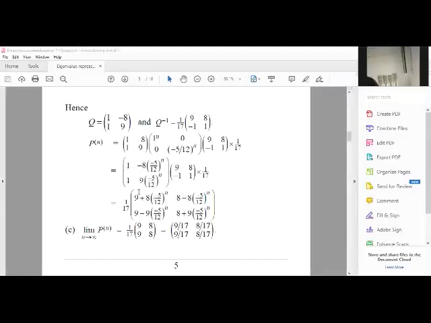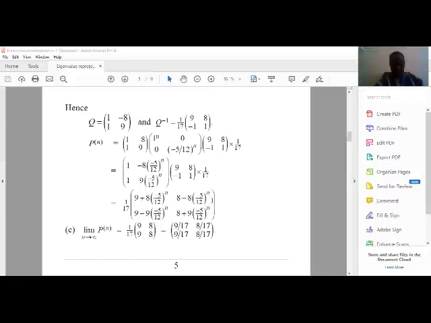So this row times that column, what will be the result? 1 times 9 is 9. Then minus 8, this expression times minus 1 will give you this. So this will give 9 plus this expression. Then this row times that column: this times 8 will give us 8, then this expression times 1 will give us the same expression. So we have 8 minus this expression. Then we multiply the second row by the first column. 1 times 9 is still 9. Then this expression times minus 1 will give you this. Lastly, this row times the last column will give you 8, then 9 minus 5 over 12 to the n.